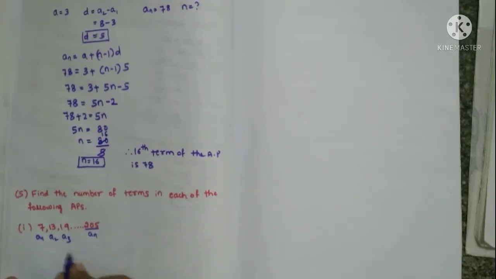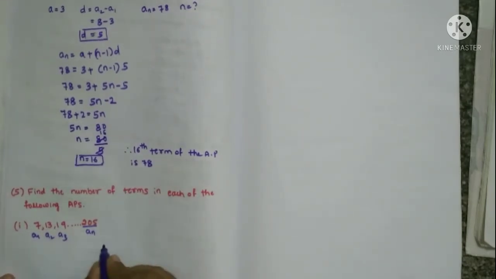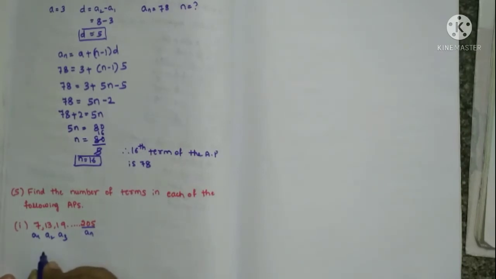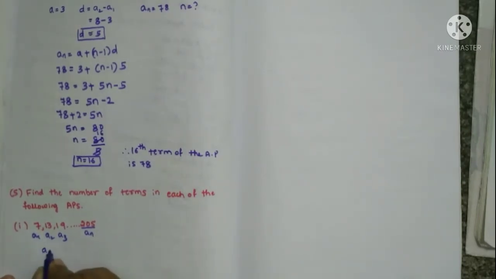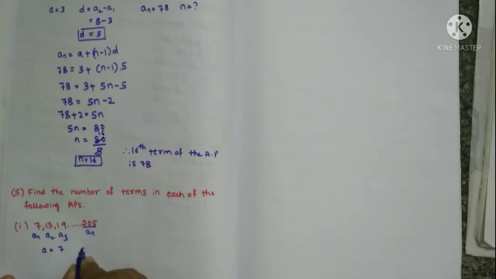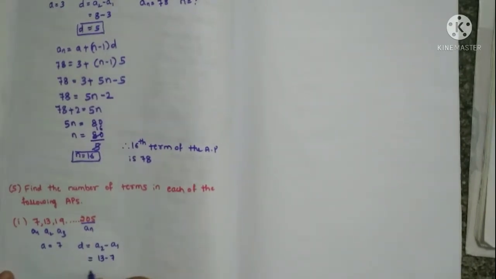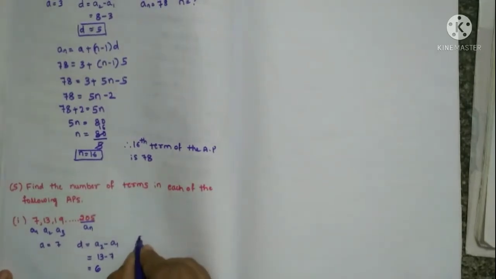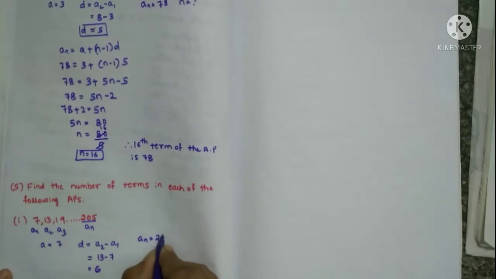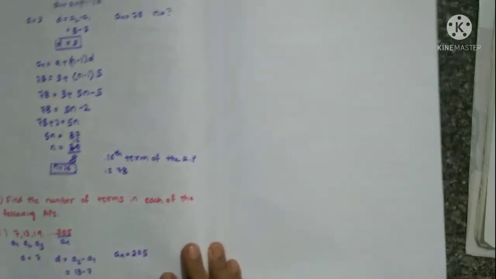Using the same formula. an formula is what? an equal to a plus n minus 1 into d. Okay, here we'll write what they have given first. a equal to 7. d, how we are going to find it? a2 minus a1. a2 is 13, so 13 minus 7, how much will we get? 6. Then an they have given as 205. We'll substitute and find it now.